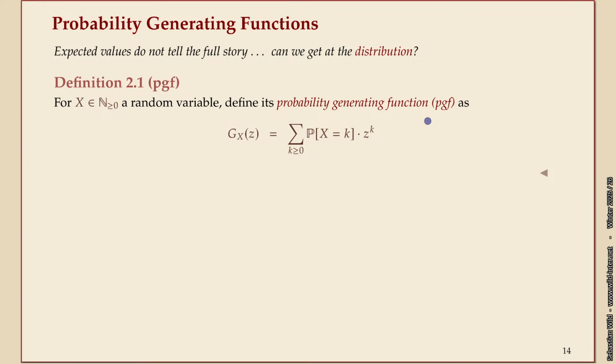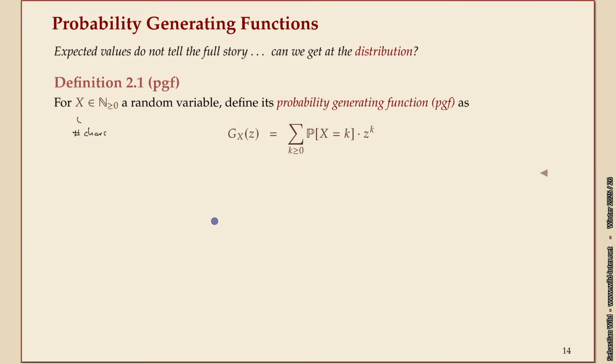It only works if you have a random variable that has integral values and non-negative values, or at least you could maybe shift it. But say here, it's only natural numbers. That's the possible outcomes of your random variable. In our case, this would be the number of characters, right?